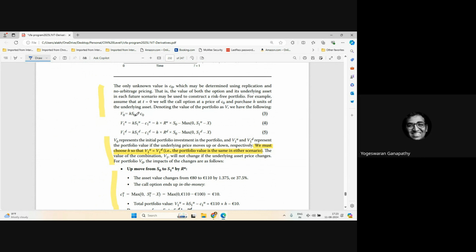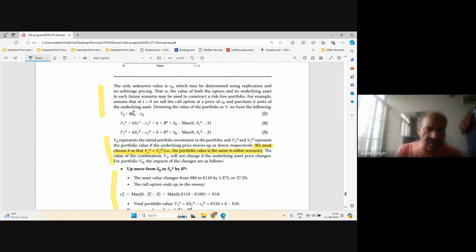So Sir, is H a percentage or the number of units? Hedge is the percentage of the number of units. Yes, exactly. So that whether the market goes up or down, this value of the portfolio will remain the same in period one. So in period one, what will happen? S1 will be either going up or going down.